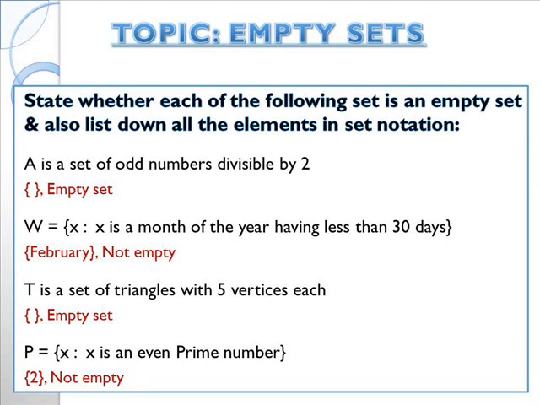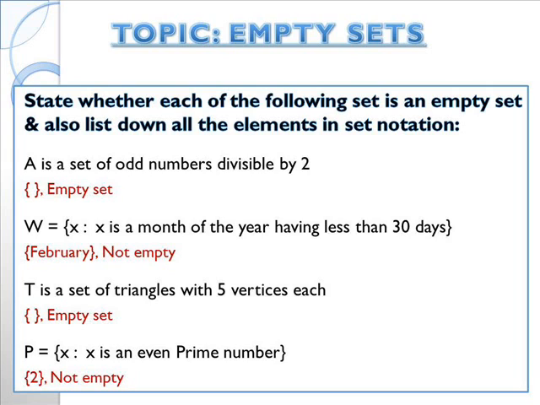Here we have another question that is related to empty sets. Here we are required to state whether each of the given set is an empty set, and we are also required to list down all the elements in set notation. A is a set of odd numbers divisible by 2. Well, there are no such odd numbers which are divisible by 2. Therefore, it is an empty set.